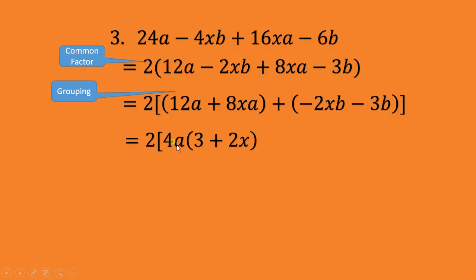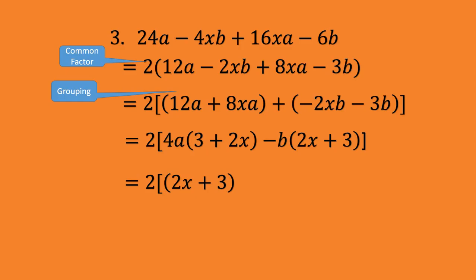So here 4a was the common factor, and when we divide 4a into 12a it gives me 3, and 4a into 8xa will give me 2x. In our next part we will now take out minus b as a common factor there, and when we do take it out, divided into that gives me plus 2x, and a negative divides into a negative gives me a positive 3. That creates another common factor between the two groups, right? And then we can take that out as a common factor, but still the 2 remains outside.